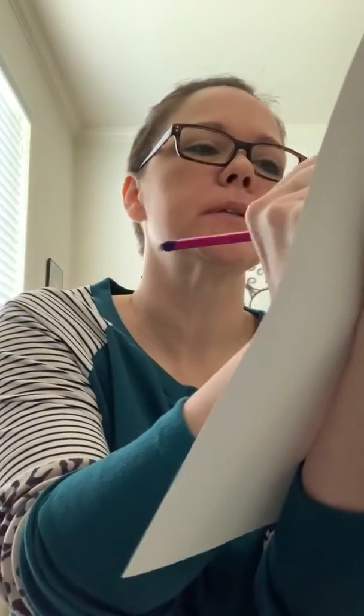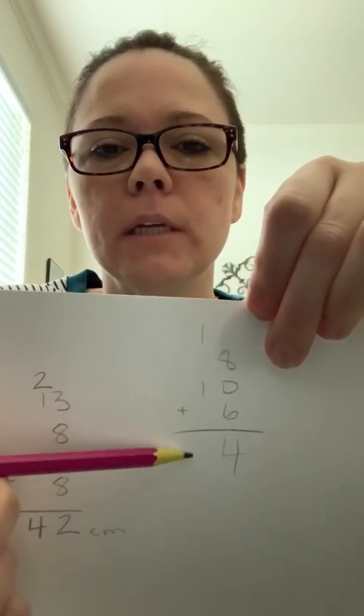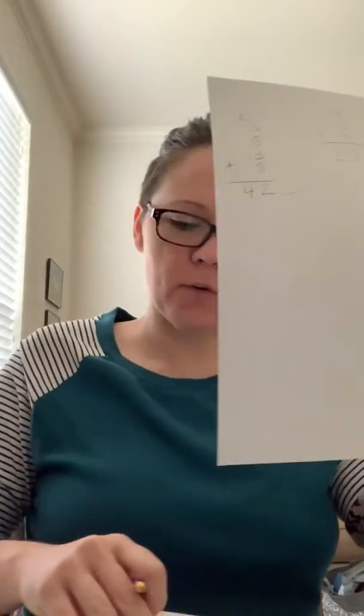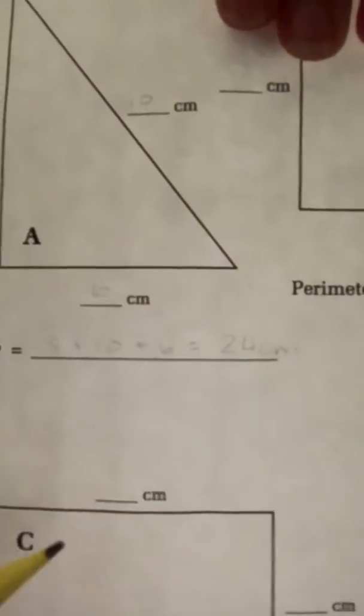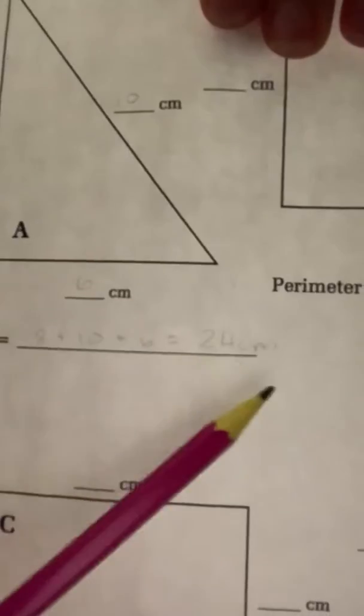So our 4 goes in the ones place. We carry that 1 up top. 1 plus 1 equals 2. So the perimeter for this triangle shape is 24 centimeters. 8 plus 10 plus 6 equals 24 centimeters.